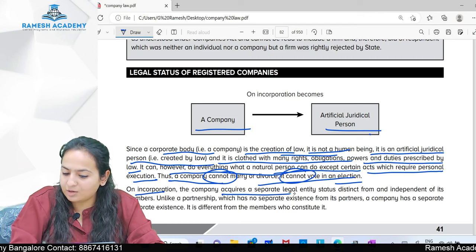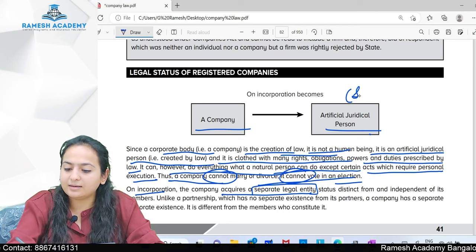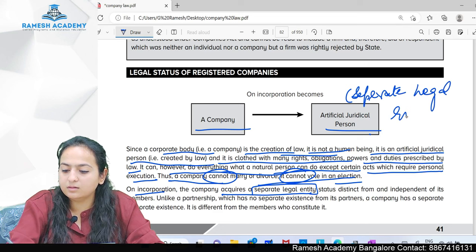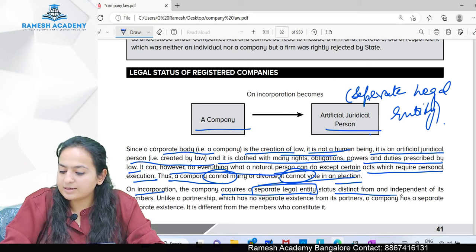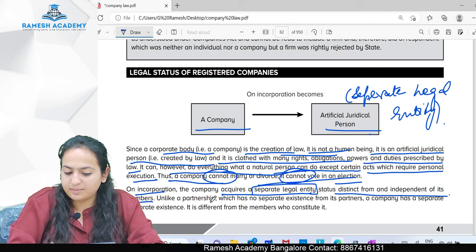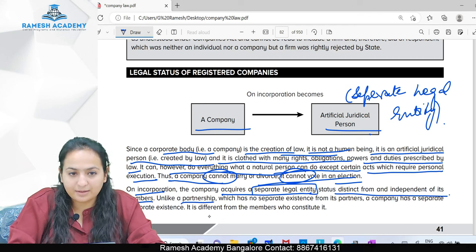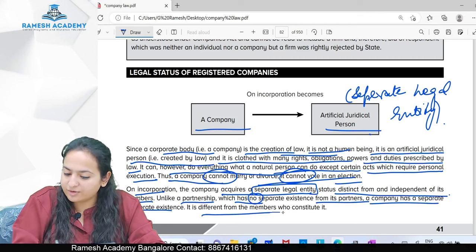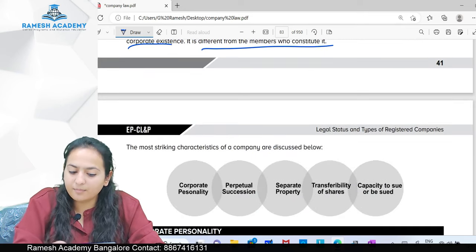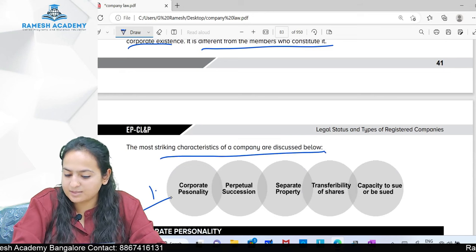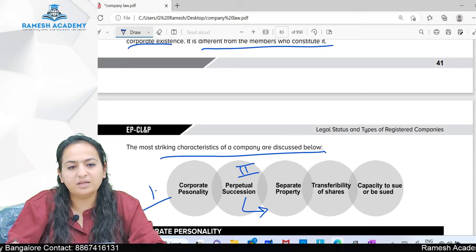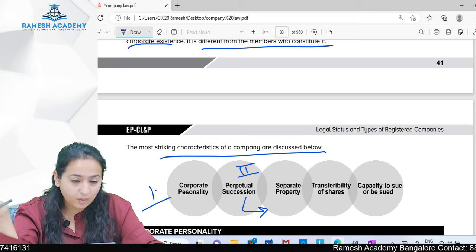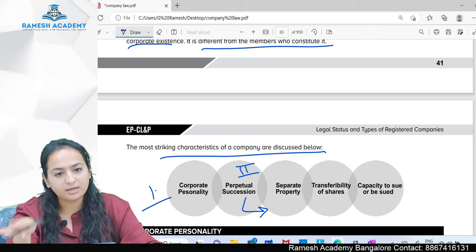On incorporation, the company acquires a separate legal entity. You can write down here also: status distinct from and independent of its members. Unlike a partnership firm, which has no separate existence from its partners, a company has a separate corporate personality, different from the members who constitute it. Most striking characteristics are discussed. Perpetual succession means a company once formed is perpetual. It can be wound up only voluntarily or by law.